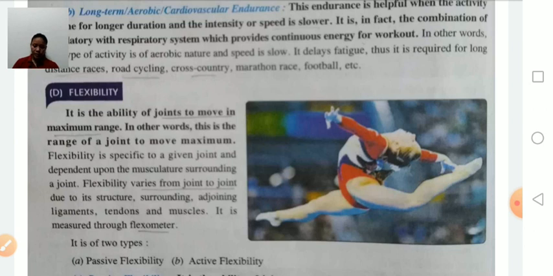Flexibility is specific to a given joint and depends upon the muscles surrounding the joint, and flexibility varies from joint to joint. The flexibility varies from joint to joint due to its surrounding structures, adjoining ligaments, tendons, and muscles. And flexibility is measured through flexometers.